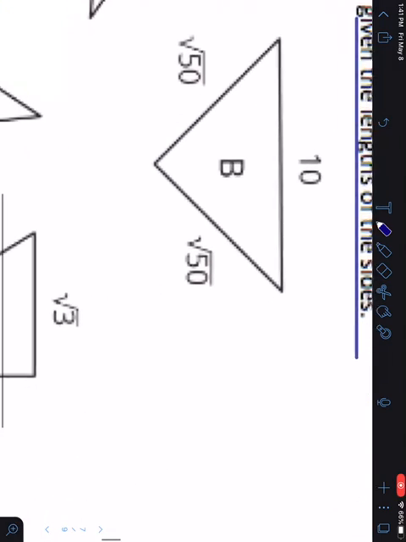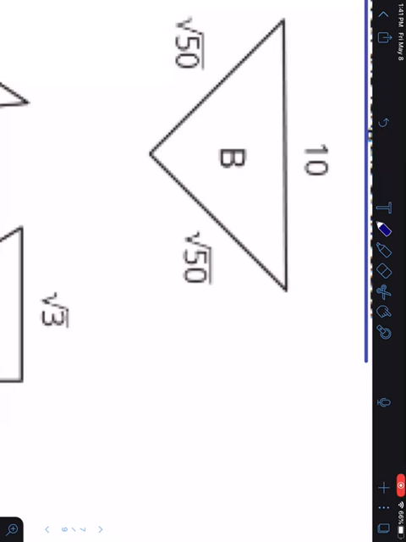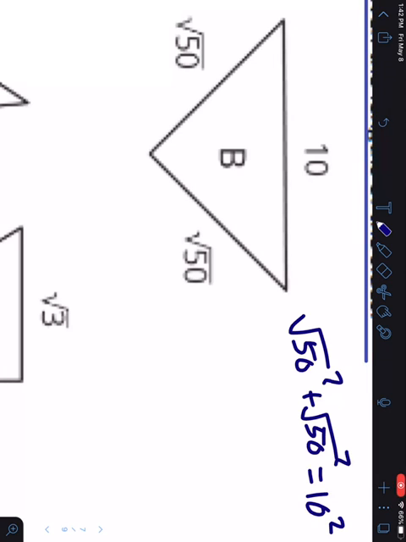Okay, so some of you might already be able to tell there's something good going on with this one. So we've got our 2 legs here. They're on each side of the potential right angle. And 10 is our longest side. Okay, so when we write that down, a squared plus b squared equals c squared. So root 50 squared plus root 50 squared is equal to 10 squared. The square root of 50 squared is just going to be 50, right? And then 10 squared is going to equal 100.